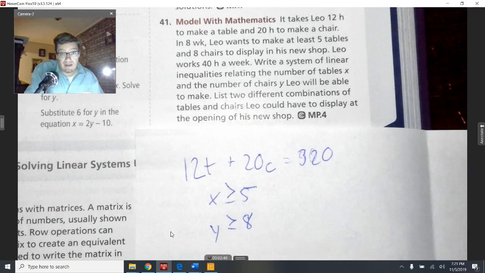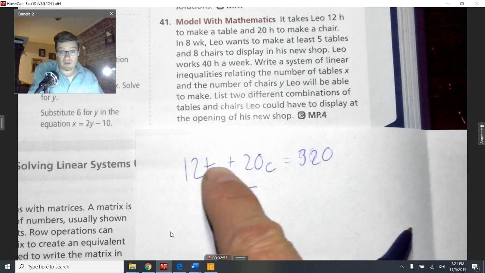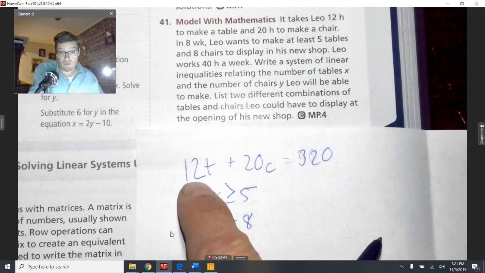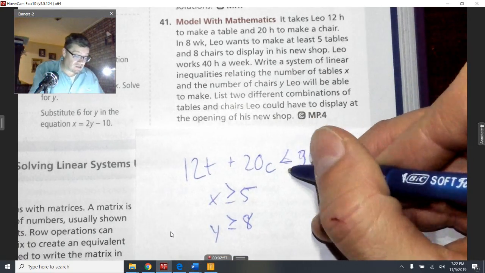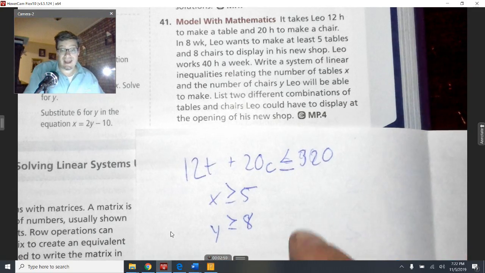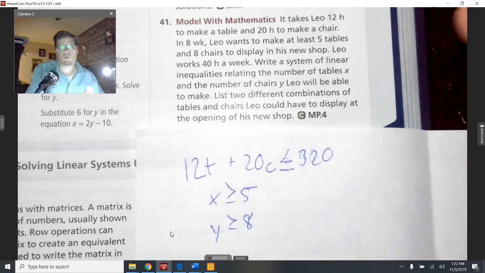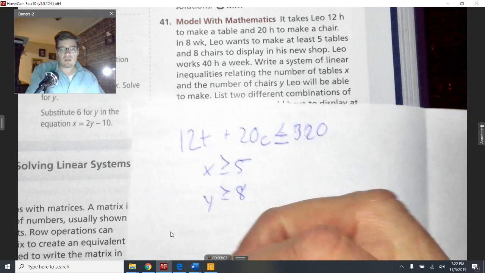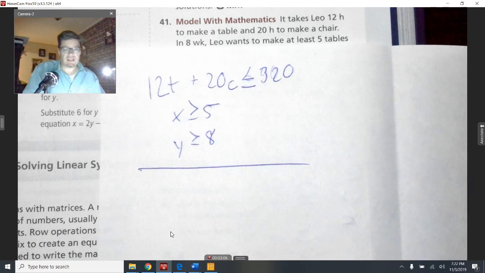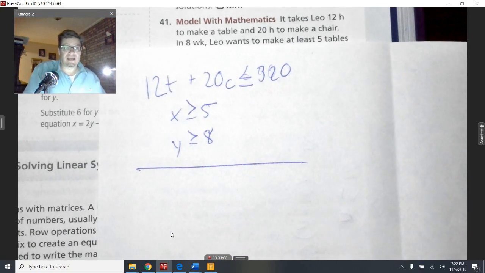And each chair is 12. I'm sorry, each chair is 20 and each table is 12. So he's constrained. That's his constraint. He has to be less than or equal to 320. He can't work overtime. So this system right here, that's what you would graph inside Desmos.